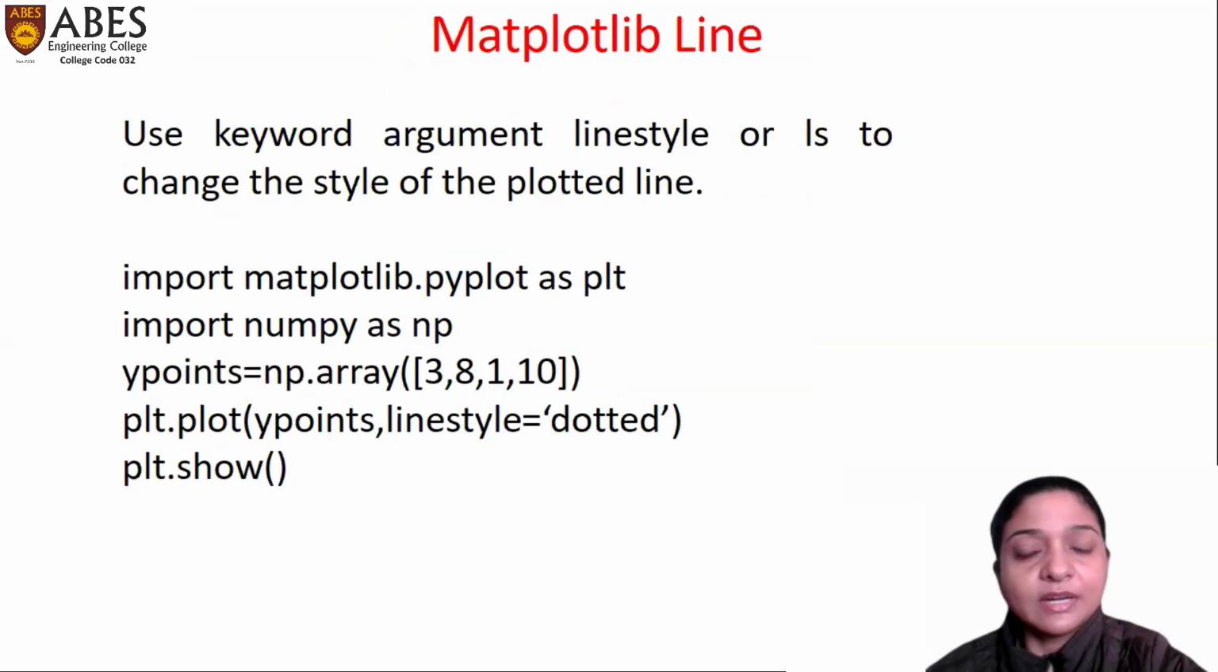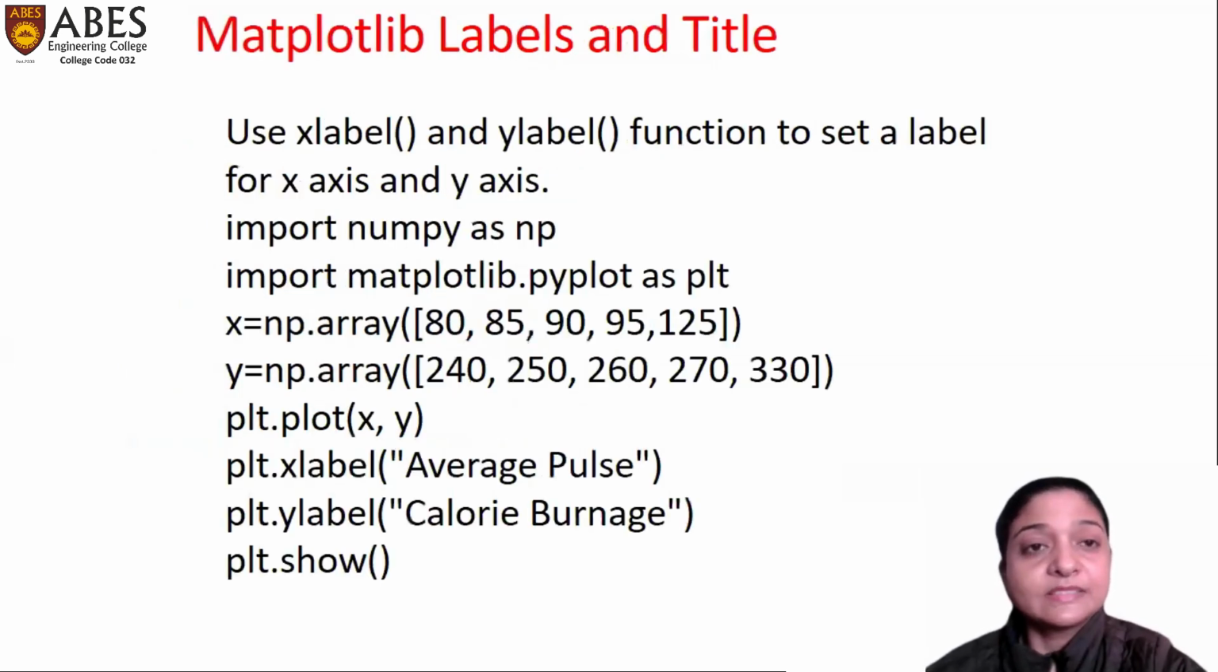Next is Matplotlib line. Use the keyword argument linestyle, or ls, to change the style of the plotted line. y points equals np.array, then linestyle equals dotted. That means we will be drawing a line which will be represented by a dotted symbol.